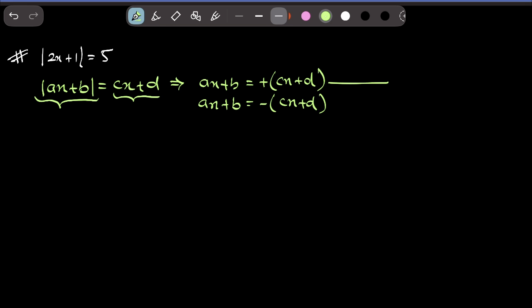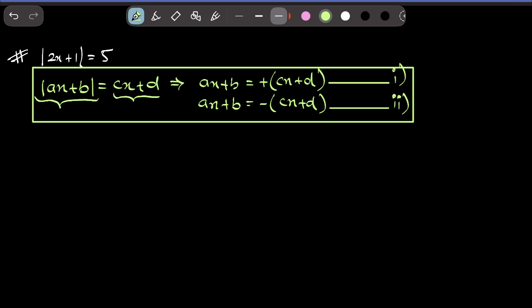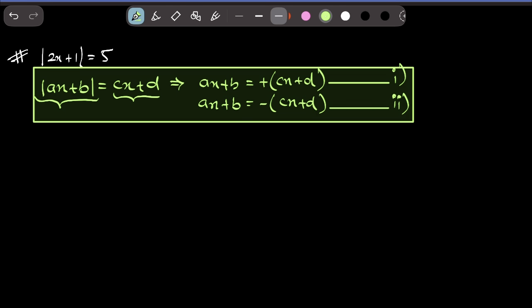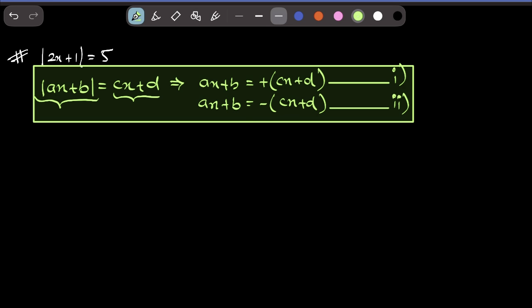This is going to be your equation number 1, which is to be solved, and this one will give you equation number 2. Both the equations will be solved separately to get the final solutions. I will be using this property to solve the question which we have got right above. Okay, so let's solve our question number 1.